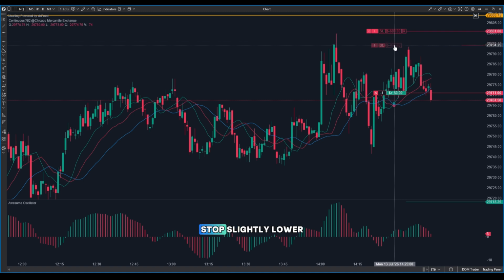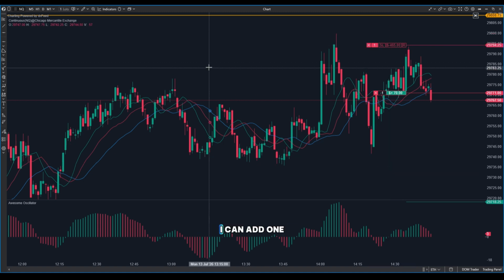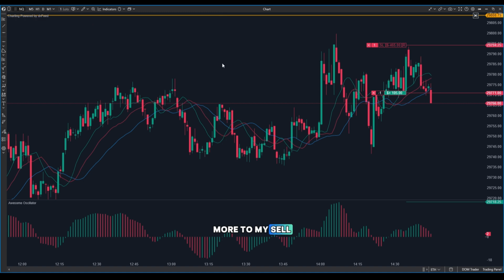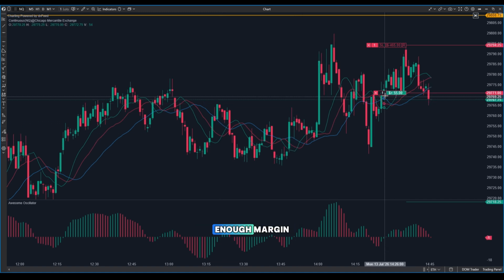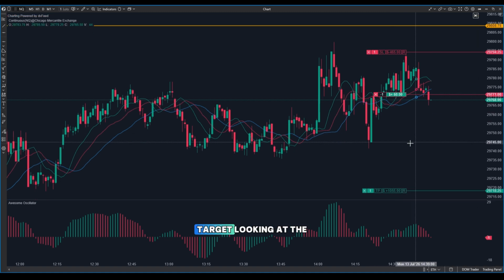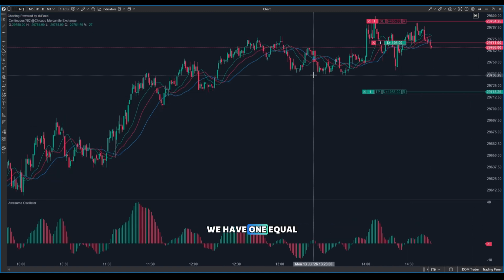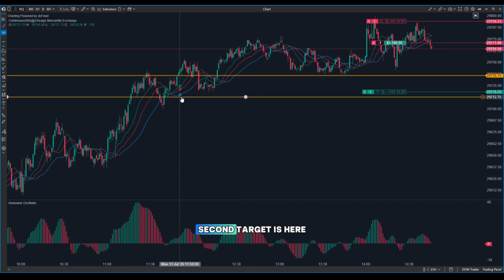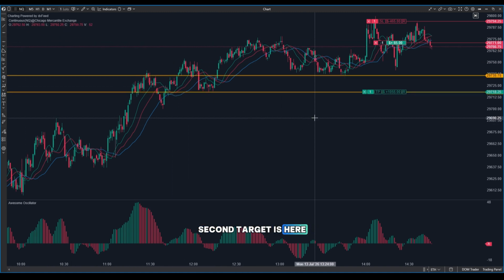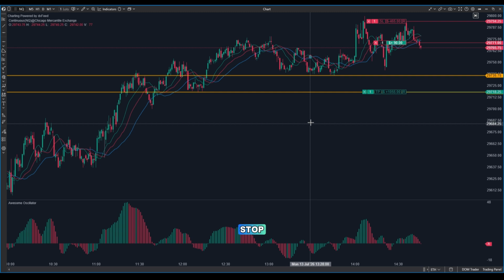Now I move the stop slightly lower. I can add one more to my sell position. Obviously, I don't have enough margin. And as for the target, looking at the lows, we have one equal lows here. Second target is here where I left my stop.